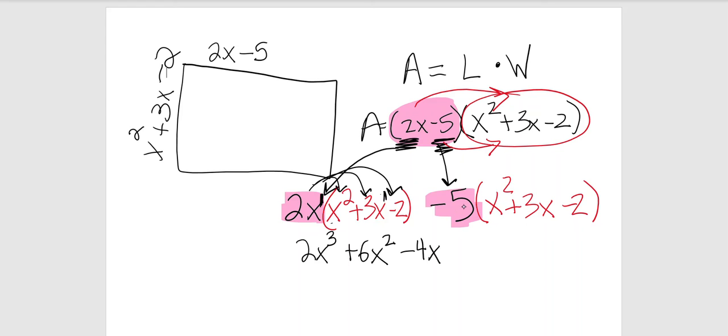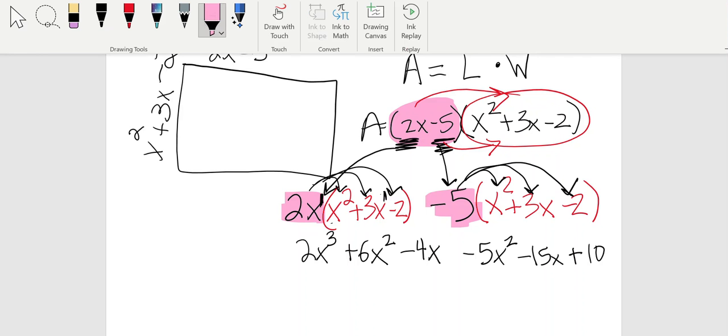Moving over to the negative 5, we're going to distribute that to the x squared to get negative 5x squared. Negative 5 times the next term, 3x. A negative times a positive is a negative, so that's negative 15x. And then negative 5 times negative 2, negative times a negative is a positive, so that would be positive 10. Now I've done all the multiplication because I've distributed each of the terms from the first parentheses to everything in the next parentheses. So my next step is to combine like terms.